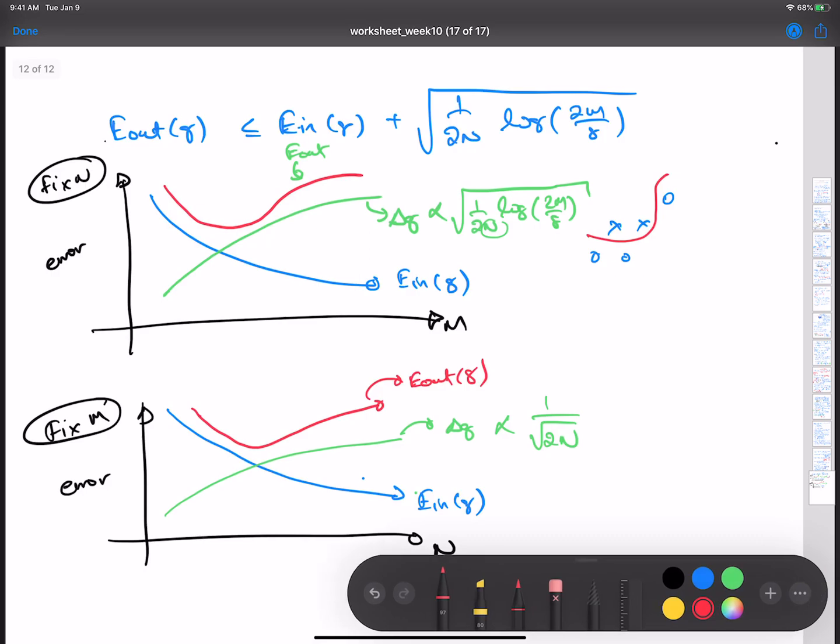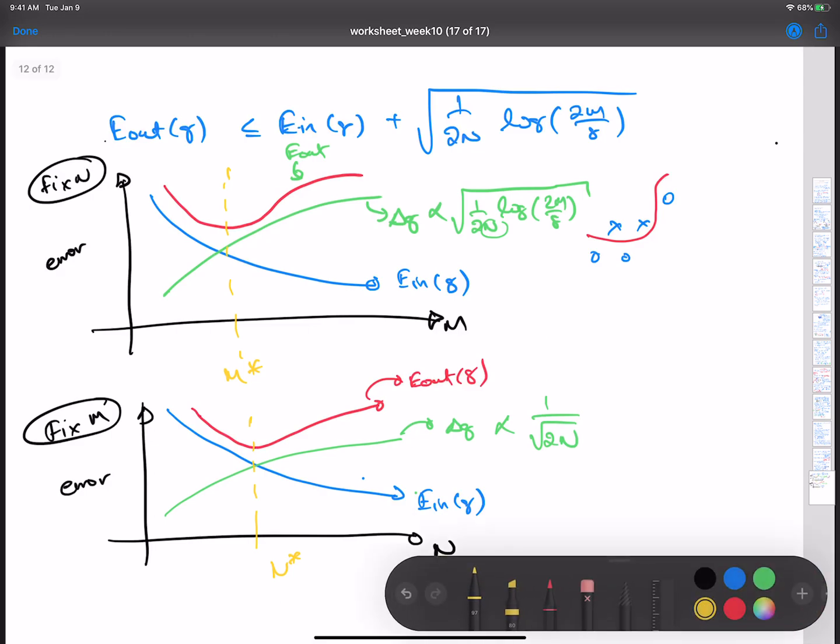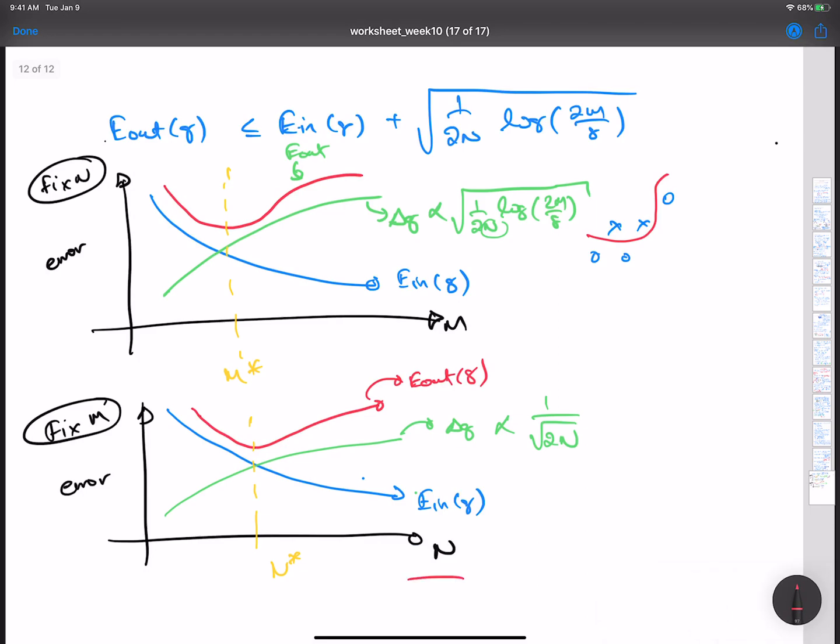So in both cases, you can see that the best m will be right here, and this is the best n. If you have too many training points, then you're overfitting, right? So as you go further like this, overfitting, and if you go further like this, it becomes too specific. So you want to avoid both cases. So there are two issues.